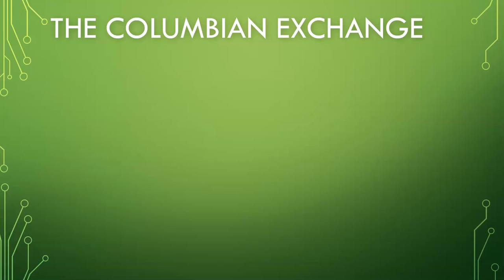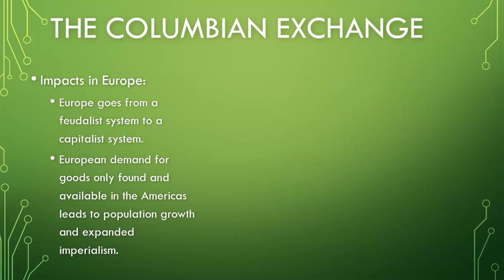The Columbian Exchange. With the Columbian Exchange, all we're going to do is talk about how things impacted Europe. Europe, because of this, goes from a feudalist system to a capitalist system. We talked about this already, but I'm talking about it again. Feudalism, that old system of kings and knights and, oh, you own this much land and you owe me this many soldiers, is gone and replaced with a capitalist, more modern system. Plus, there's a demand for the goods that are found in the Americas, and more population growth and expanding imperialism. We need more people, well, we got more people.